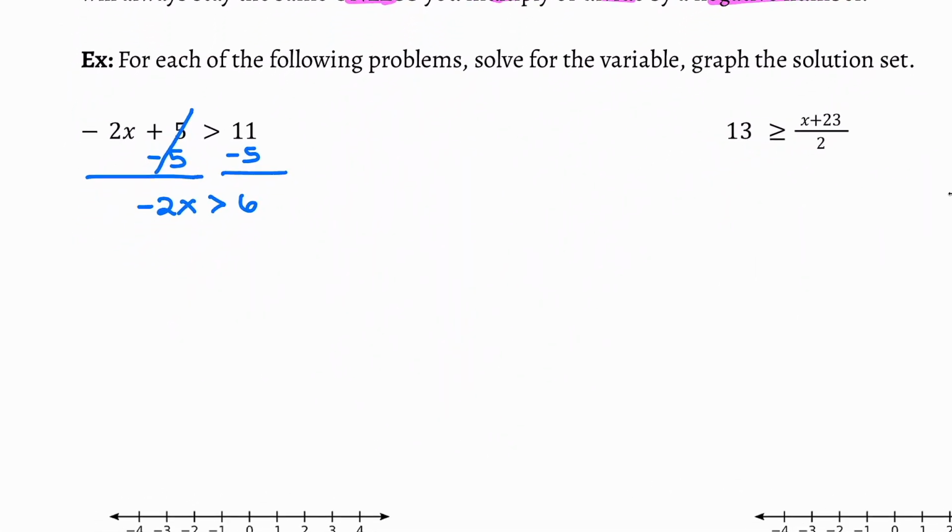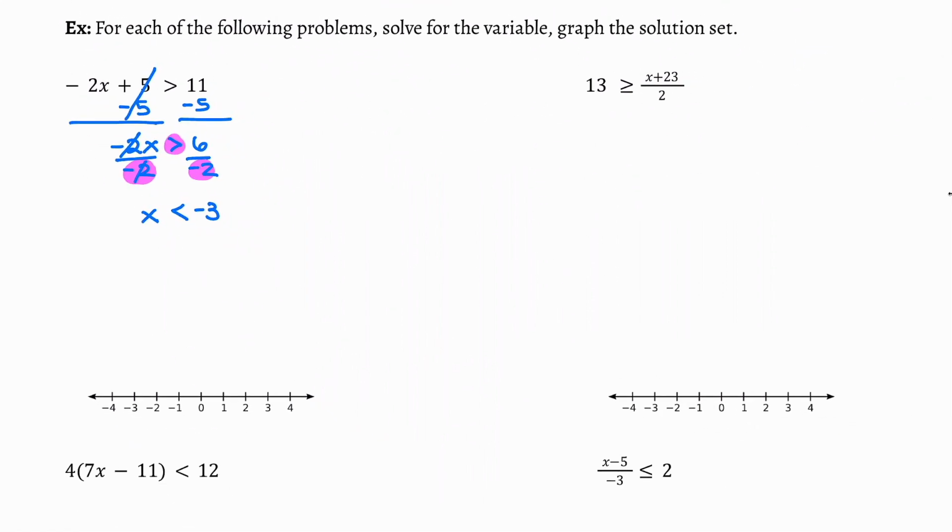So I got -2x is greater than 6. What's my next step? I'm going to get rid of that -2 by dividing both sides by -2. Hey, right here, I am dividing by -2. Since I am dividing by -2, then that sign needs to switch. So the -2's are going to cancel. I get x is less than -3.